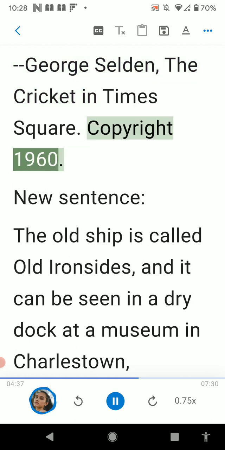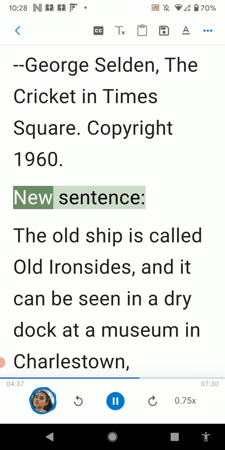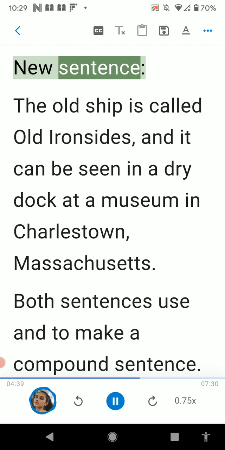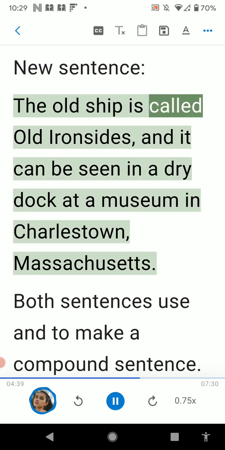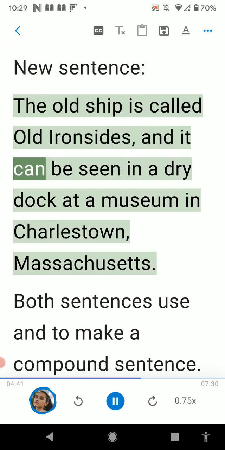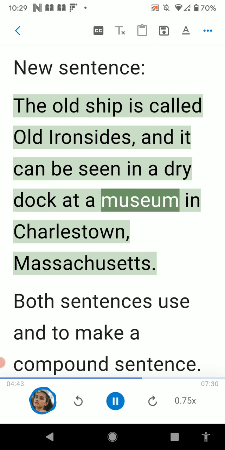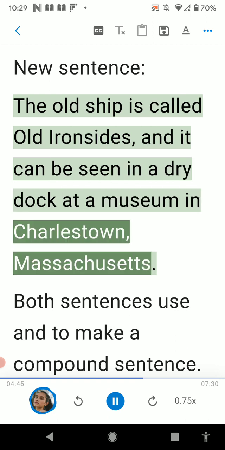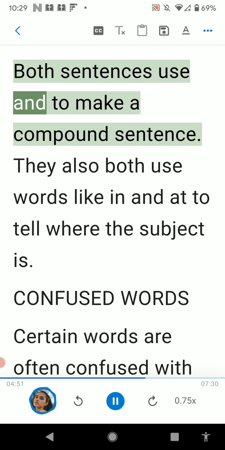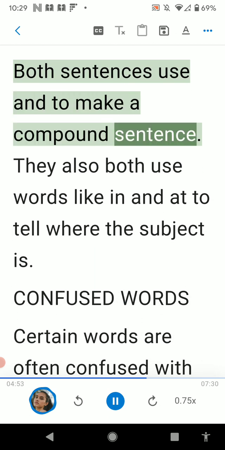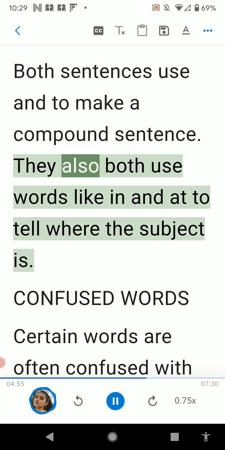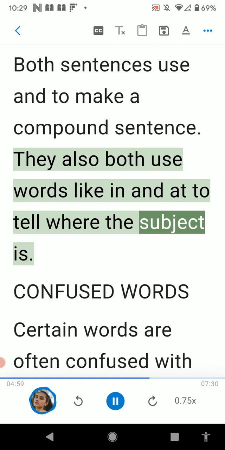Copyright 1960. New sentence. The old ship is called Old Ironsides, and it can be seen in a dry dock at a museum in Charlestown, Massachusetts. Both sentences use "and" to make a compound sentence. They also both use words like "in" and "at" to tell where the subject is.